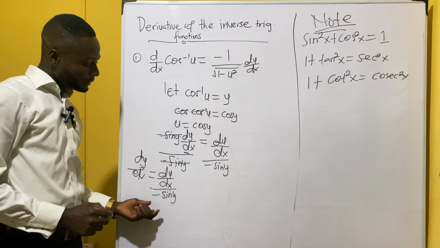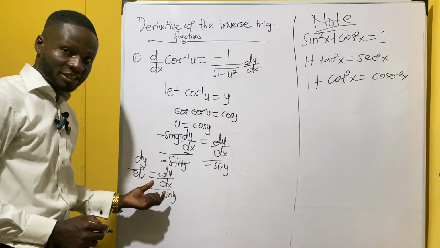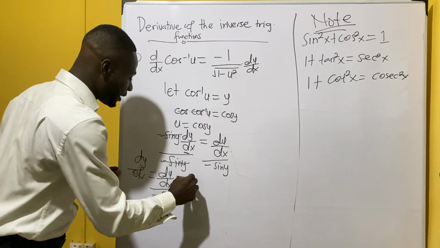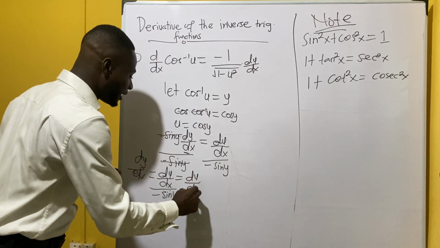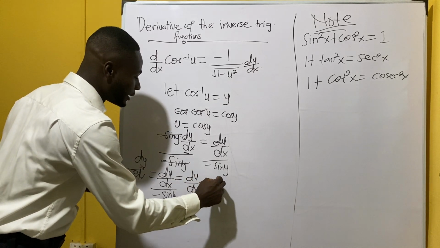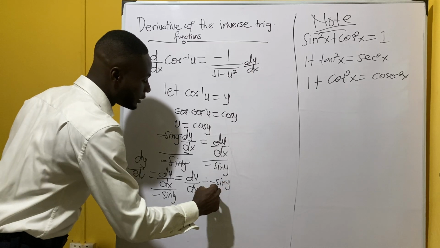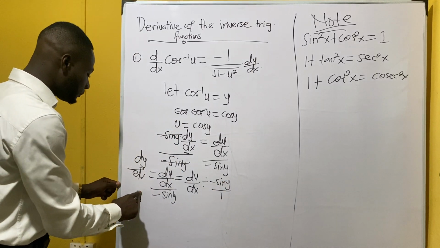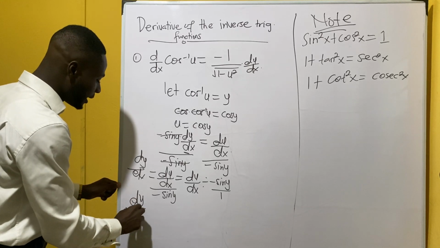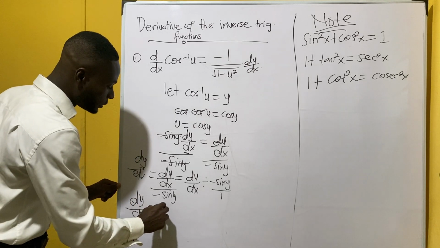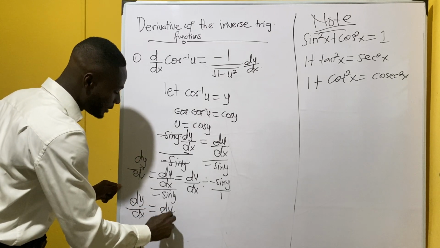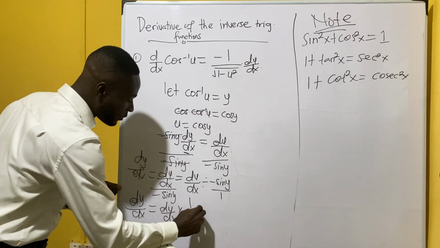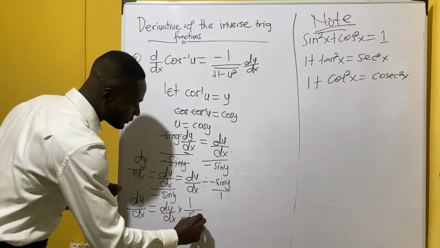Right? Now we can simplify this to make more sense, right? So we have du over dx divided by negative sine y. Of course, it's over 1. So we have dy over dx is equal to du over dx times 1 over negative sine y, right?